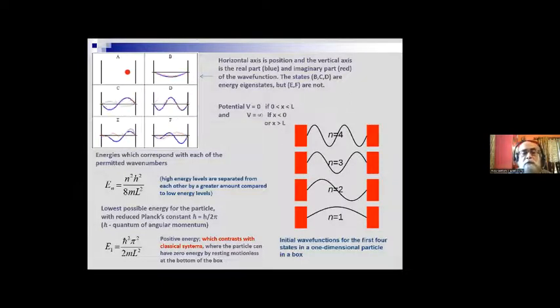So this is in contrast with the classical system. In a classical system, the particle can have 0 energy by resting motionless at the bottom of the box. But in quantum mechanics, energy cannot be 0, because the minimum energy, which I have just now shown you, is h cross square pi square divided by 2 m L square. So this is the very basic thing of quantum structure, where the particles are quantized and the energies are quantized.